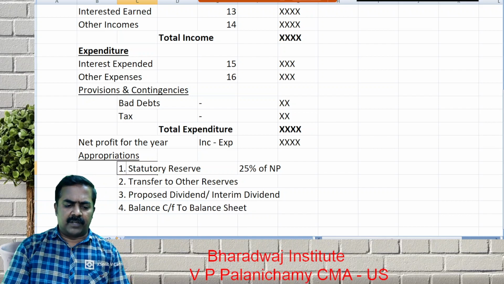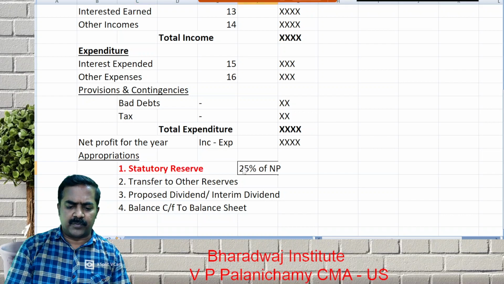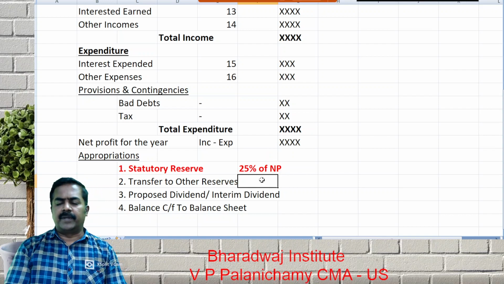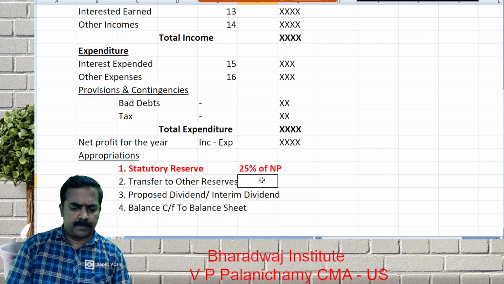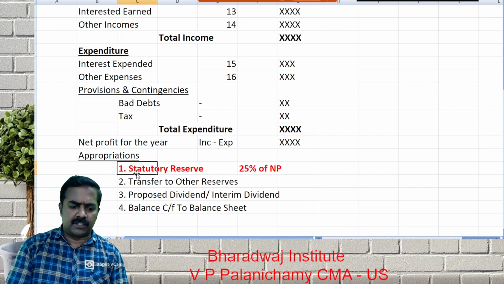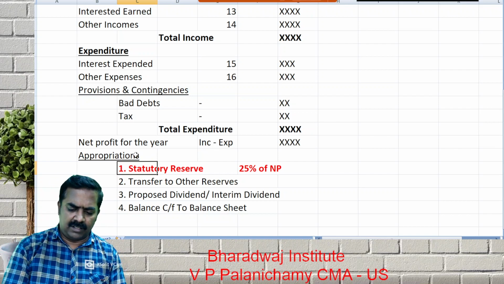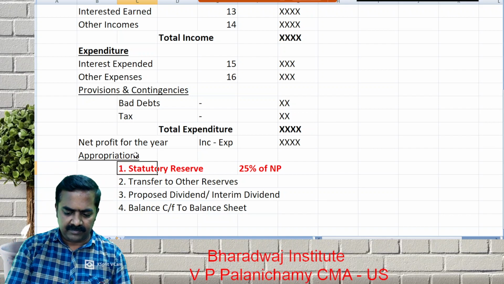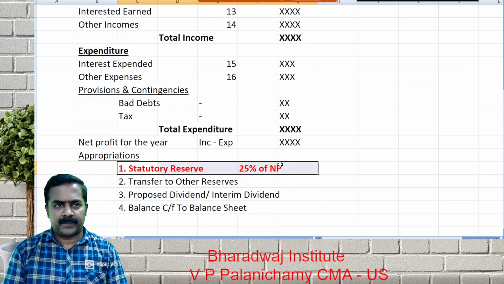So what appropriation is compulsory? Statutory reserve is compulsory. You must automatically transfer 25% of net profit to it. They will not mention it in the exam question. It is automatic because it is governed by the Banking Regulation Act. It cannot be used for other purposes. Till the winding up, it will get accumulated. It is like a safety for the deposit holders and lenders.